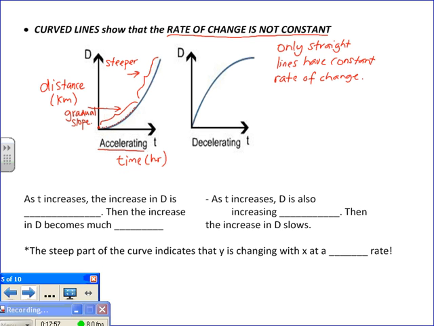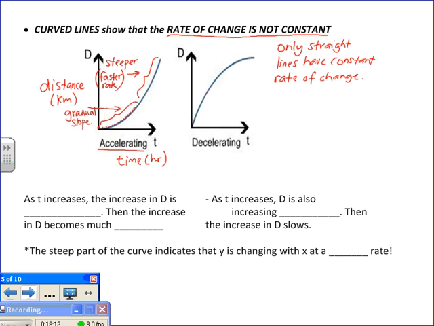So again, imagine you're walking up this hill. The steepest part of the hill is at the top. So that tells me that at the top of this graph, I can see that my rate is getting faster. I have a faster rate in the steepest section.